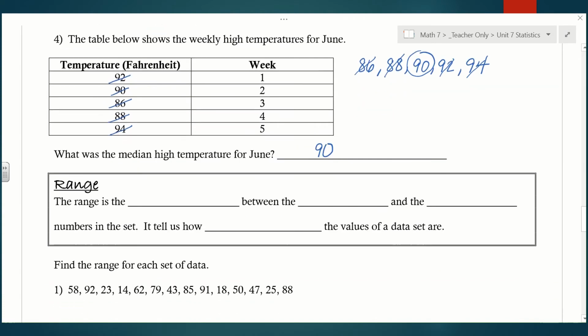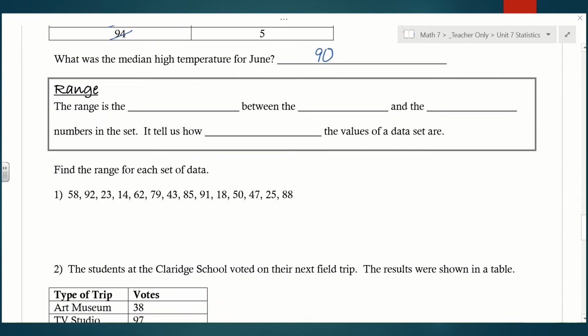Okay, so the last one we need to talk about is the range. So the range is basically the difference between the largest and the smallest numbers in the set. The reason we find the range is because it tells us how spread out the values of a data set are.